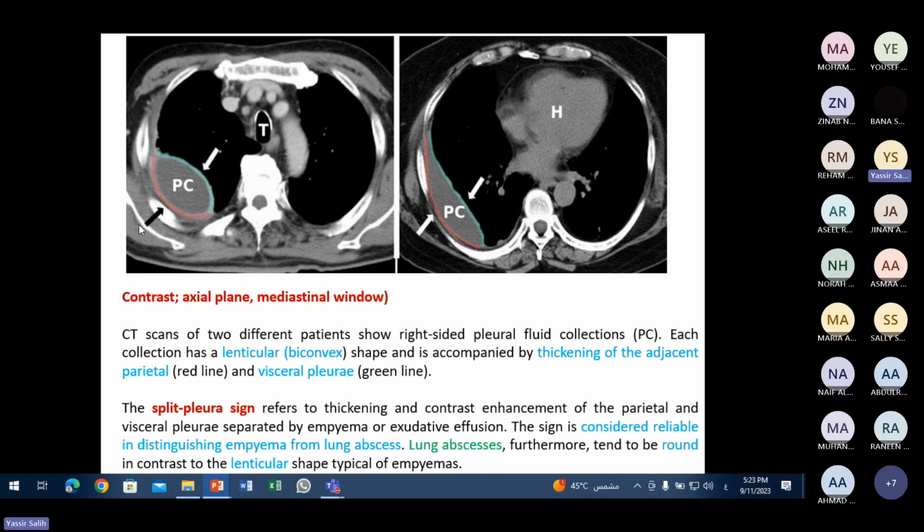طيب إذا كانت abscess الشيب ما بيكون lenticular، بيكون rounded, circular in shape. فنحن بنعرف إنه this is abscess. ما عندنا abscess in this image لكن عندنا later، فالabscess بيكون rounded. فإذا the difference: CT can differentiate between lung abscess which is round in shape and pleural empyema which is characterized by split pleural sign, which refers to thickening and contrast enhancement of these pleura, parietal and visceral, and fluid between the two layers.